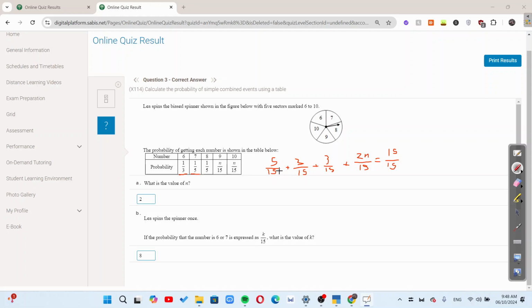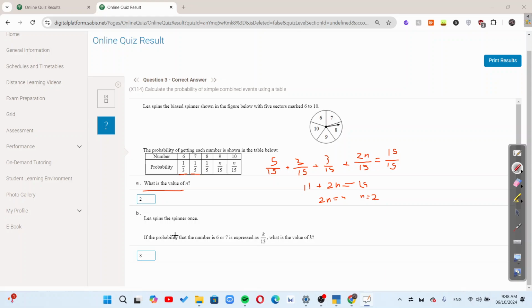So what you do now is add all the terms you have, which is 11 over 15. You can forget the over 15 because they're all over 15. So 11 plus 2n equals 15, so 2n equals 4. N equals 2. And that's how you get the value of n.